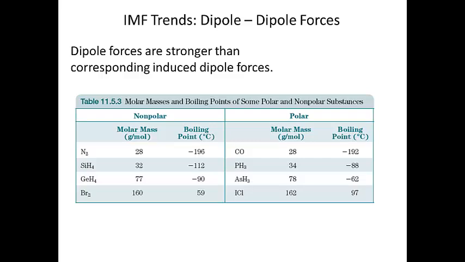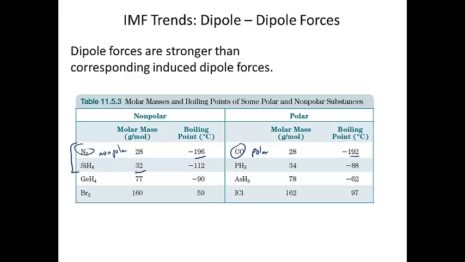Now let's talk about dipole-dipole forces, that is for polar molecules, and relate that to the intermolecular forces for nonpolar molecules. So if we look at two different molecules of roughly the same molar mass, here and here. So N2 and CO both have molar mass of 28. The CO is polar. The N2 is nonpolar. And what we see is that the CO has a slightly higher boiling point. So it has slightly stronger intermolecular forces.